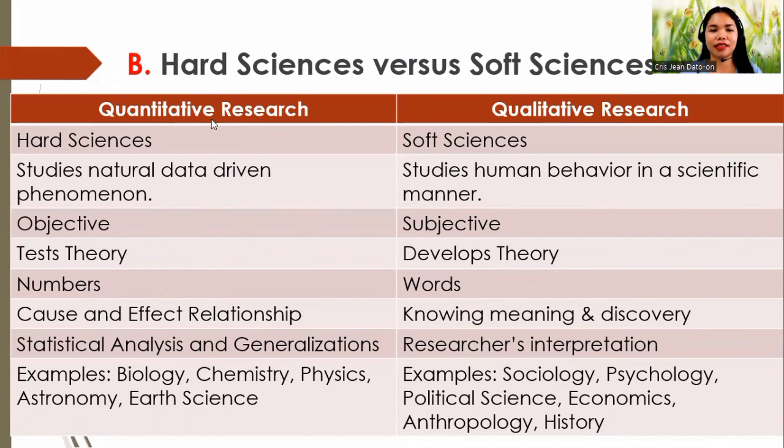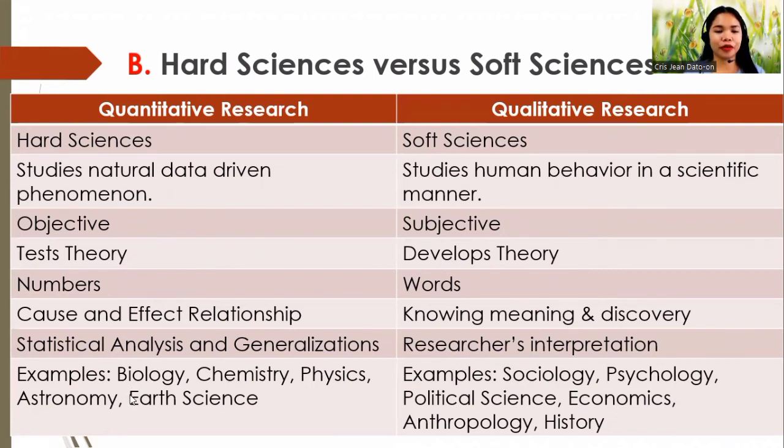Cause and effect relationship is under quantitative research, since it's finding the relationship between an independent variable and a dependent variable. So it's somehow connected to the idea of cause and effect relationship, right? Whereas in qualitative research, we are discovering the meaning behind the experiences of our participants. In quantitative research, statistical analysis and generalizations is what we apply in analyzing the data. We use statistics. In qualitative research, we use our own interpretation, right? Because we are the ones who will interpret and create a theme out of the responses of your participants.